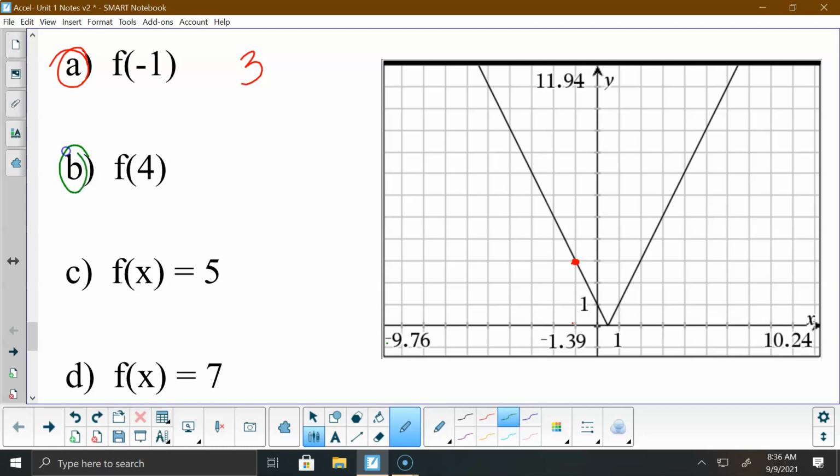All right. B. I have x is 4. 1, 2, 3, 4. Go up. 1, 2, 3, 4, 5, 6, 7.